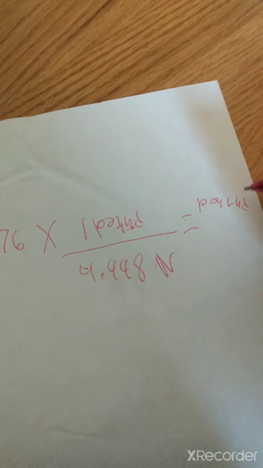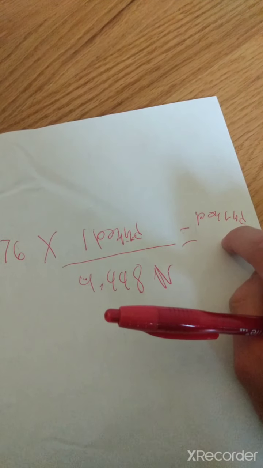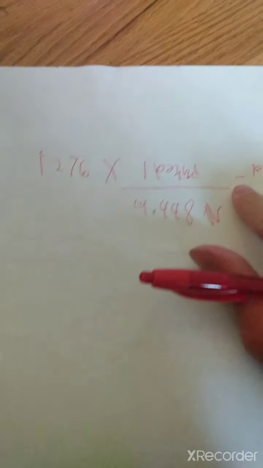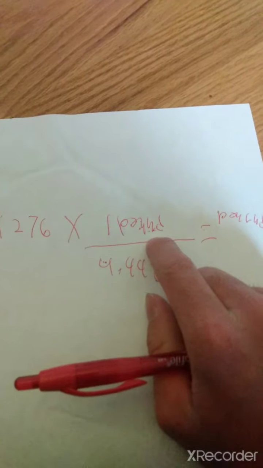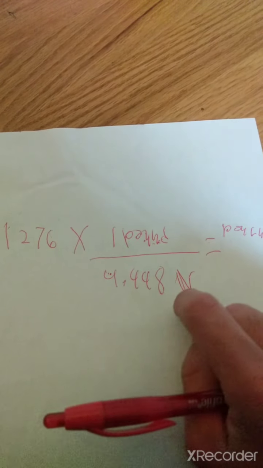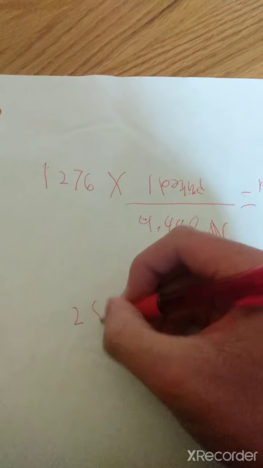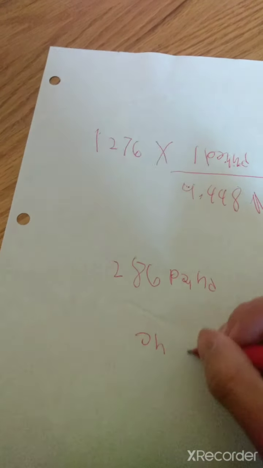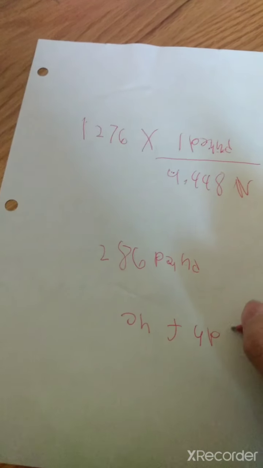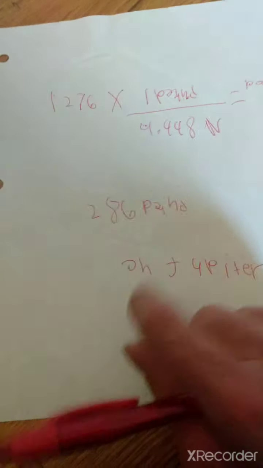How heavy does Carrie Wang weigh on this planet? So let's insert these numbers. We have 1,276 newtons right now. If we multiply it by 1 pound and divide by 4.448, we get an answer: Carrie Wang would weigh 286 pounds on Jupiter. So yeah, Carrie Wang would weigh 286 pounds on Jupiter.